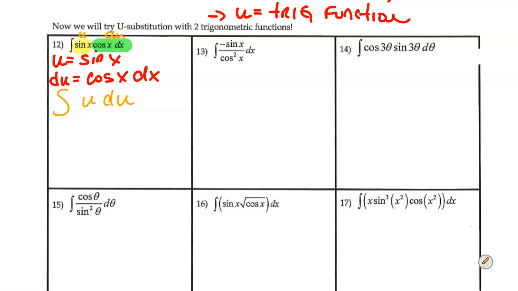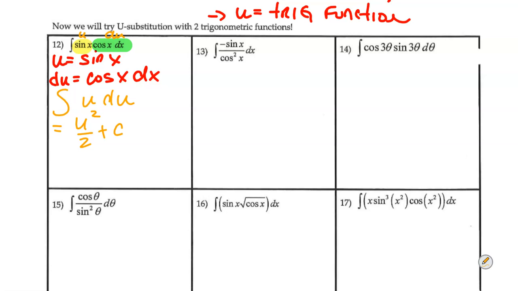You're integrating now a variable, u, just like you would integrate x. How do I integrate u? How do I integrate x? How do I integrate a variable? u squared over 2. That's exactly what you do. So you can see a little bit of difference in what we did before, right?